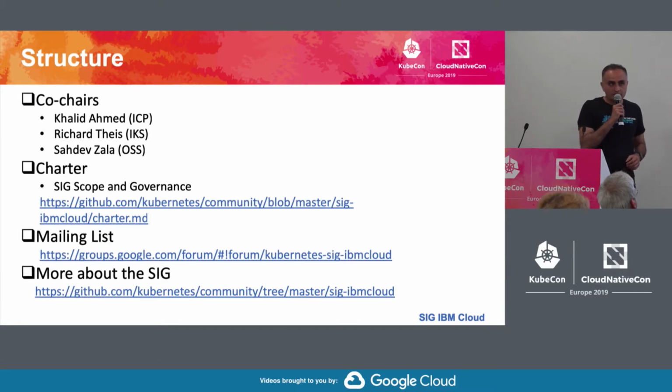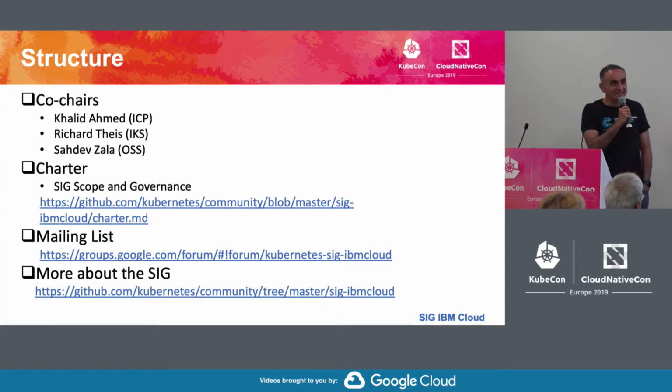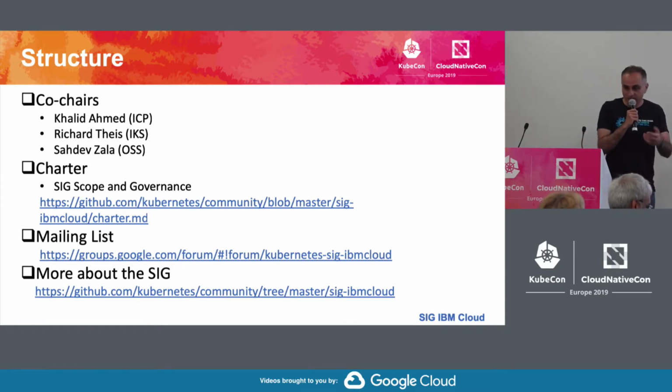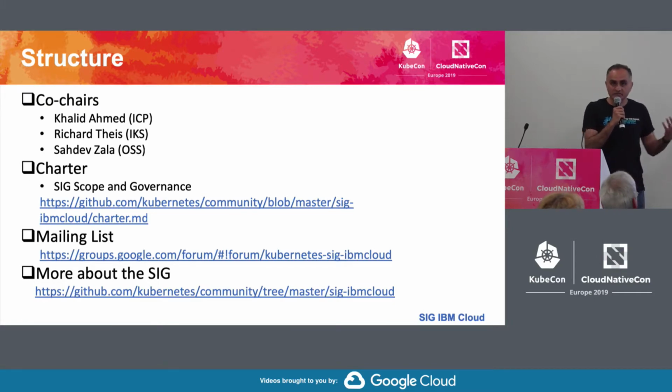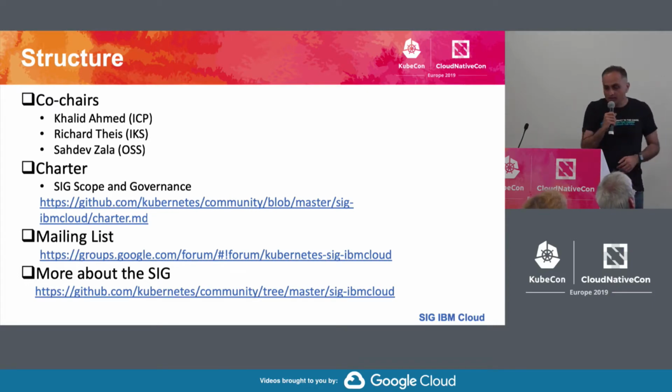All right, so the structure. We have 3 co-chairs. This is funny, but this is more like a cluster, right? You typically look for a 3-node cluster for high availability, fault tolerance, whatnot. So 3 leads are good, in case 1 or 2 are not there. At least you have one guy to work with. So we have 3 leads representing 3 different things. We have Khalid Ahmed, who is an IBM DE. He represents the ICP side. We have Richard Thies. He is not here, but he represents IBM Cloud Kubernetes Service, and myself, Sahdev, I represent the open source side.